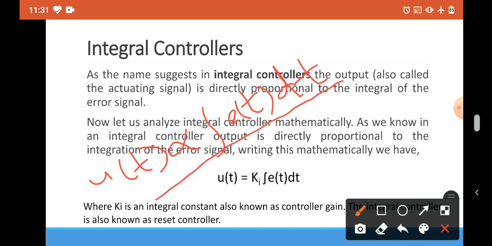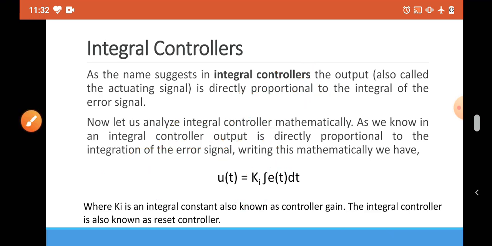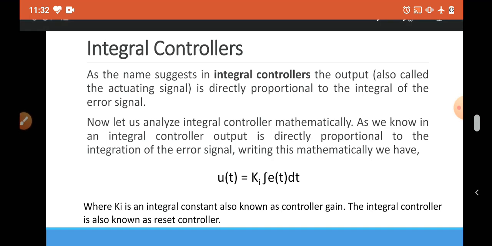So this is the original equation, which is then converted to this form by removing this proportionality sign and replacing it with the equality sign, whereas this ki is nothing but your integral constant or your proportionality constant here. So the equation here is u of t is equal to ki integration of e of t dt. The integral controllers are also known as reset controllers, because they reset the value.